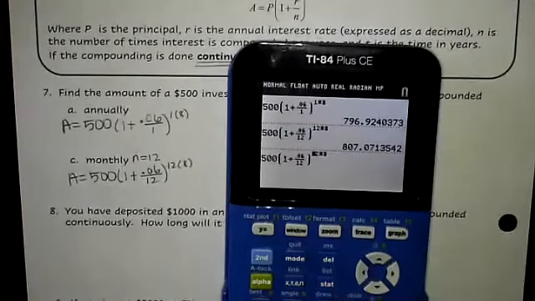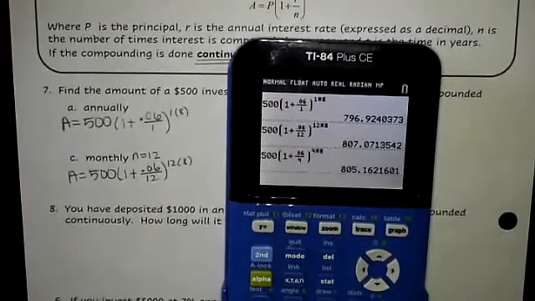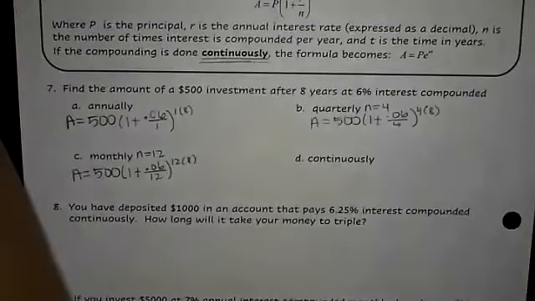And in this case, we want 4. And we had $805.16 in that one. So I'll go ahead and write those amounts here.